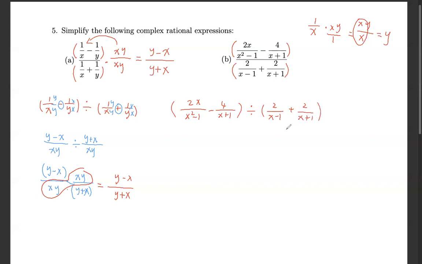Now, we can simplify the dividend. Right, x squared minus 1, remember what's x squared minus 1? Let me write here. Difference of two squares, right? It's just x plus 1 times x minus 1.